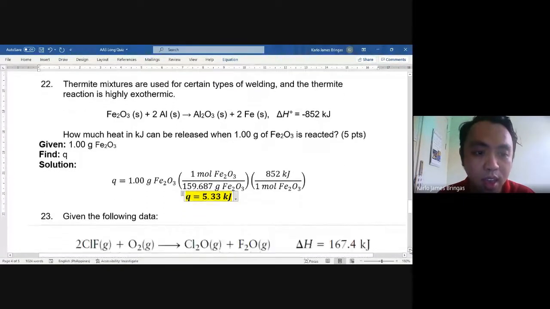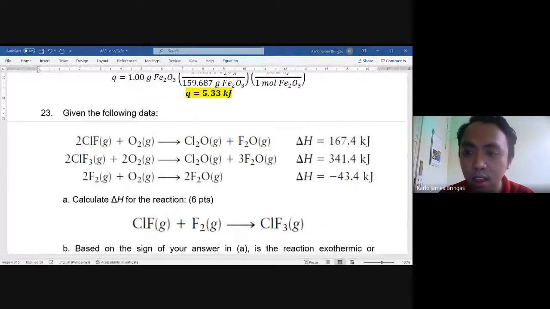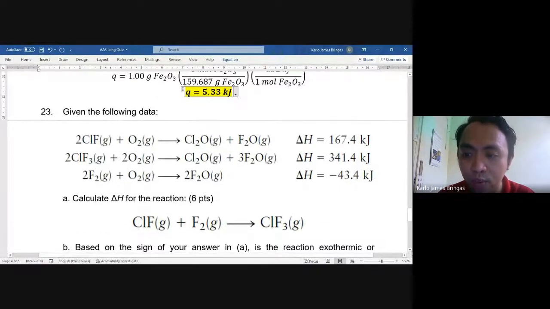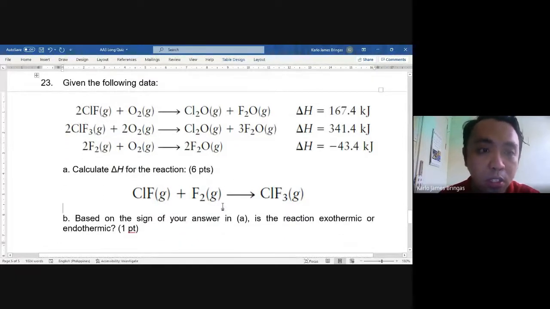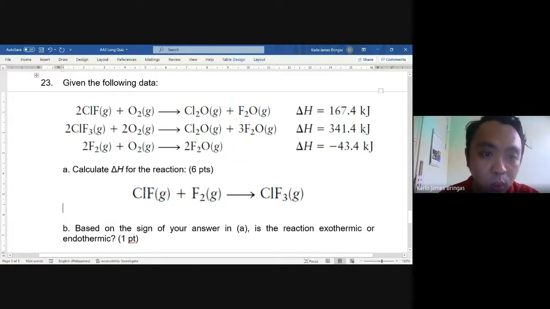And finally, we have number 23. Number 23, we again have Hess's law, but this time you're given the thermochemical equations to answer this one. Using the three thermochemical equations, we are asked to compute the delta H for this reaction. In here, what we have is ClF first for the reactant. You have a ClF here for our first thermochemical equation, but it is multiplied by 2.